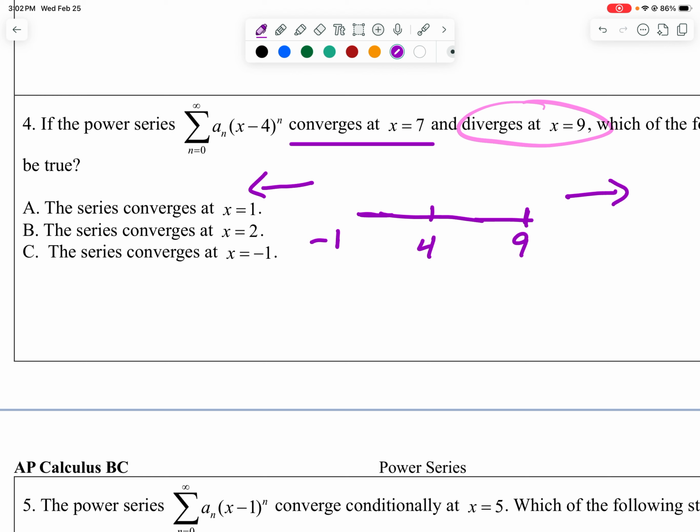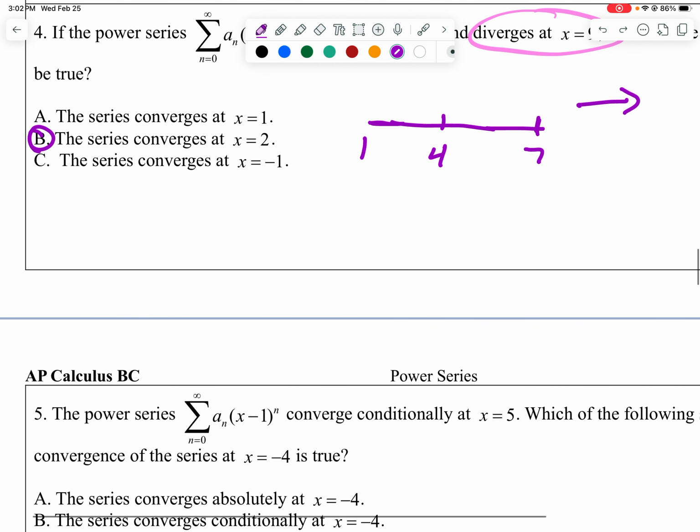So that's why here our answer was B, because we know for a fact that it definitely converges at 2 here. 1, questionable, but 2, it definitely falls inside my IOC, so 2 converges.